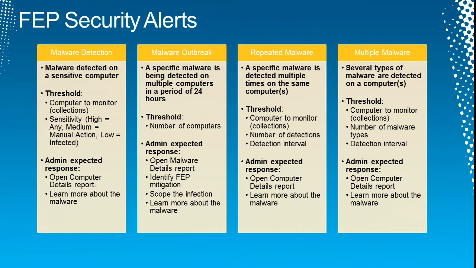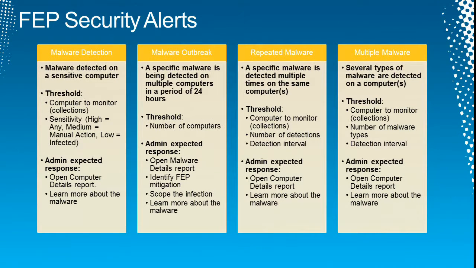A lot of times you'll see reinfections because a vulnerability hasn't been patched or the user's behavior is constantly downloading malware. So if they're downloading the same thing, it will fire off the repeated malware alert. And you set the computers to monitor, the collection, the number of detections, and the detection interval. So I can set it to alert if I see more than 3 infections of the same malware in 15 minutes, or I can set it to 5 in 24 hours.